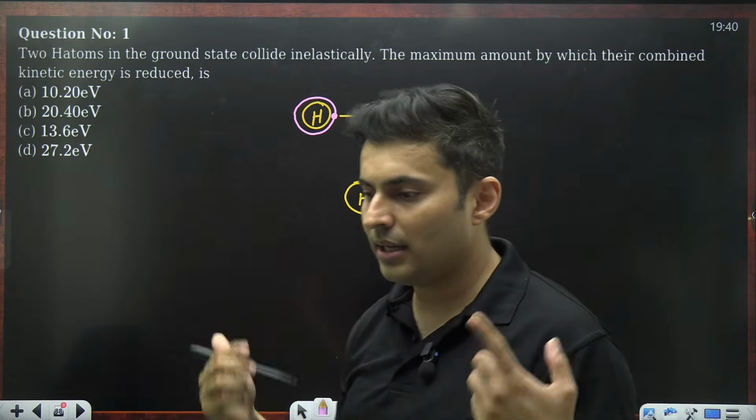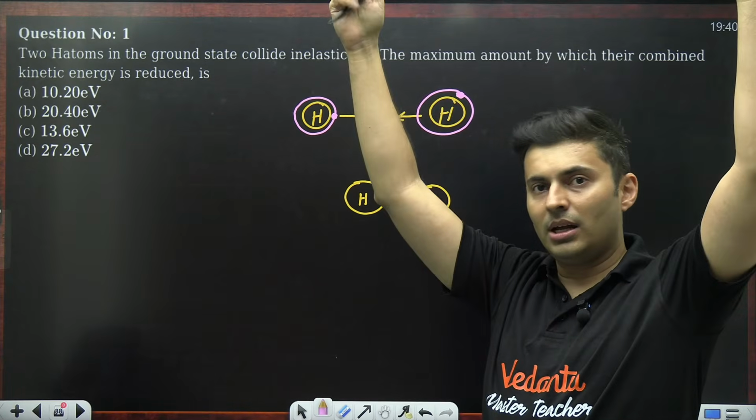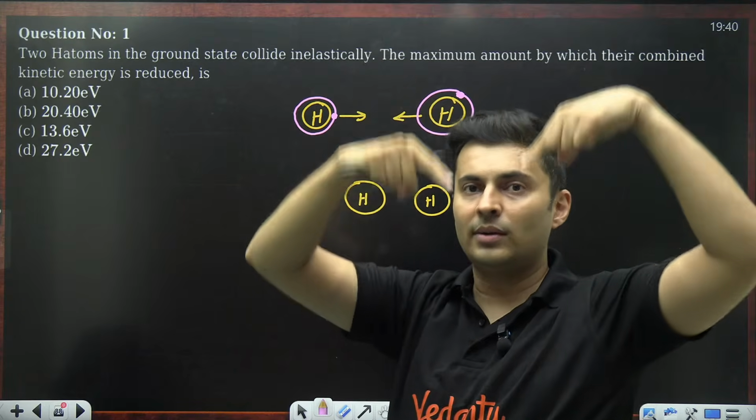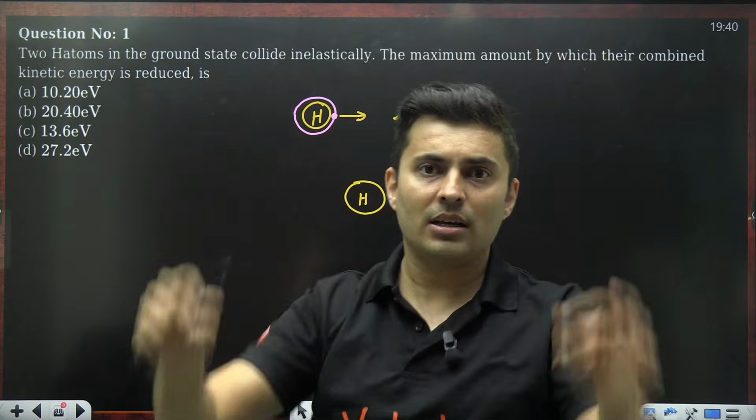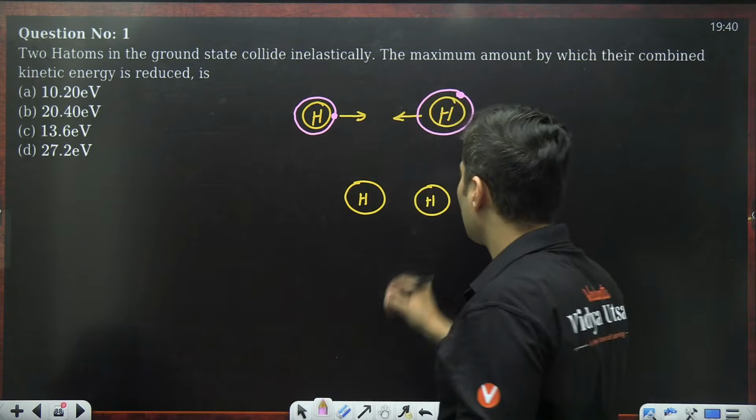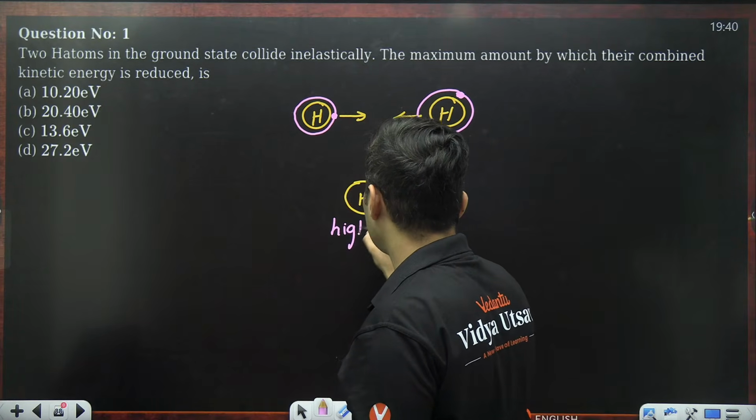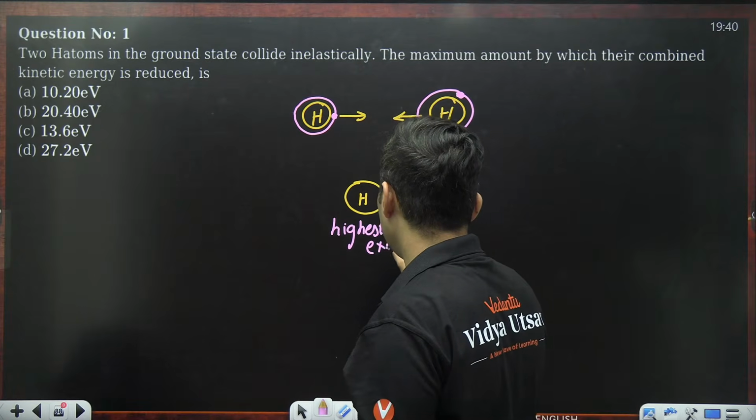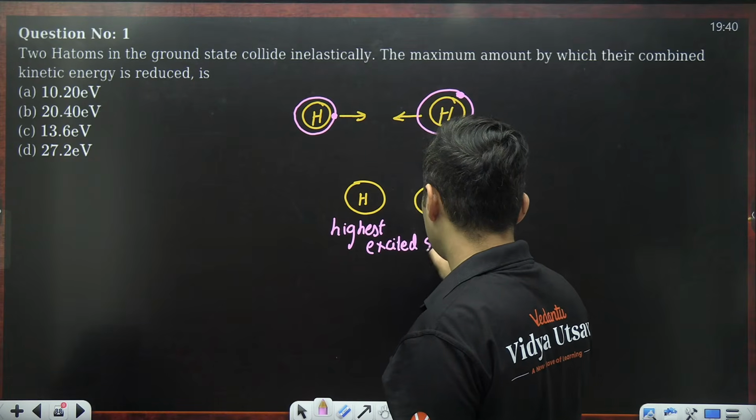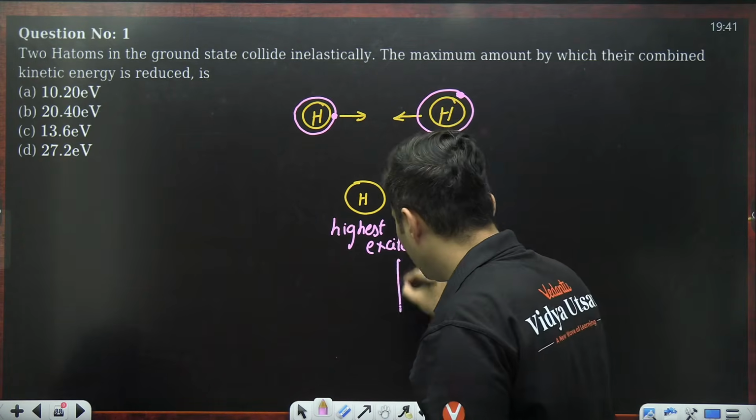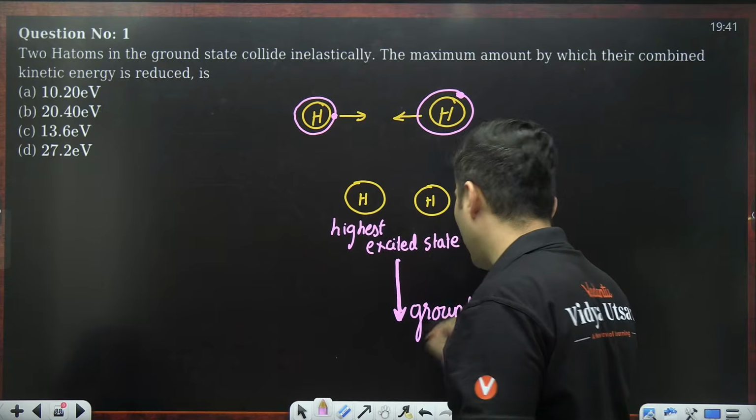So how can they emit light? Think about it. Maybe their electrons go to a high orbit. Because of the collision, the electrons get knocked out to a very high orbit, and after that they jump back to the lowermost orbit. So imagine, just during the collision, they are in the highest excited state, and then they drop back to the ground state.